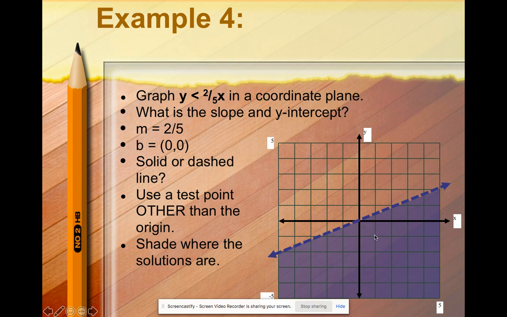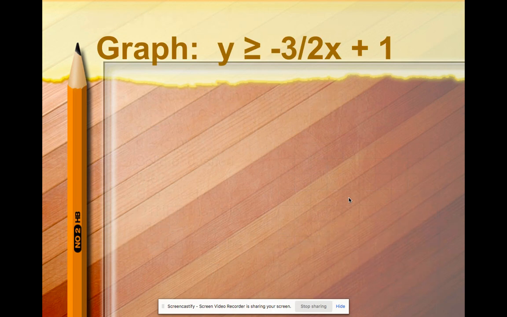But we could also use, I don't know, 0.1, -1. Well, 2/5 times 1 is going to give you 2/5. -1 is less than 2/5. Therefore, our point is correct, and therefore we can assume that we did it correctly.